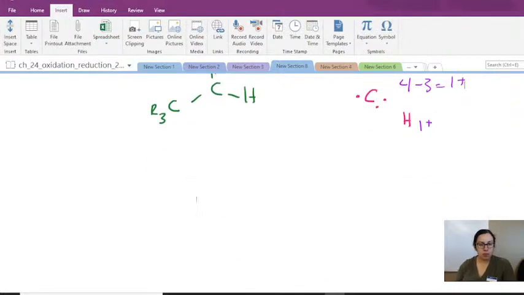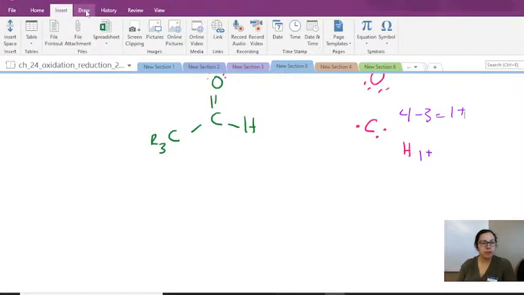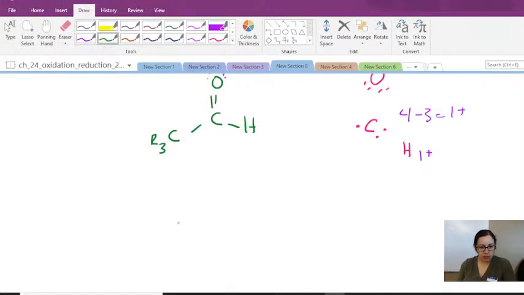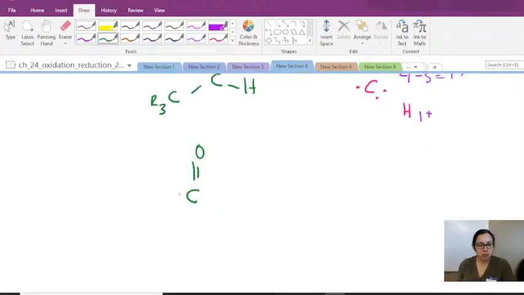Let's do another one. What if this was a carboxylic acid group instead? Still double bonded oxygen, but now we have an alcohol on there.